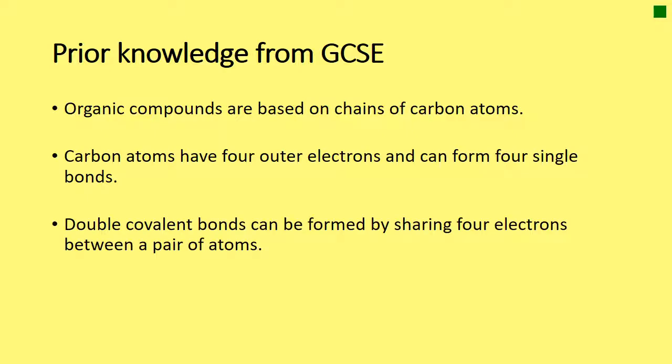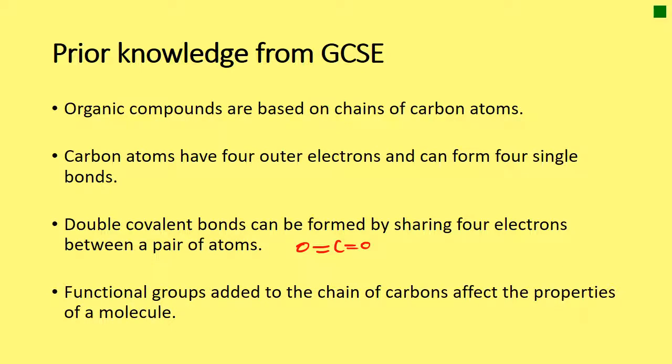So double covalent bonds are formed by sharing 4 electrons between a pair of atoms, like for example in carbon dioxide, where you've got 4 bonds. The carbon's got 4 bonds, but they're 2 double bonds. Okay, and lastly, the functional groups that are added to the chain of carbons affect the properties of a molecule. And as we said just now, the functional group that we're looking at here with the alcohols is this hydroxyl group.